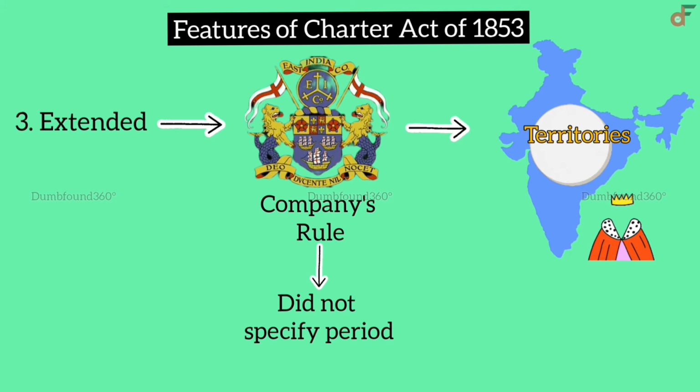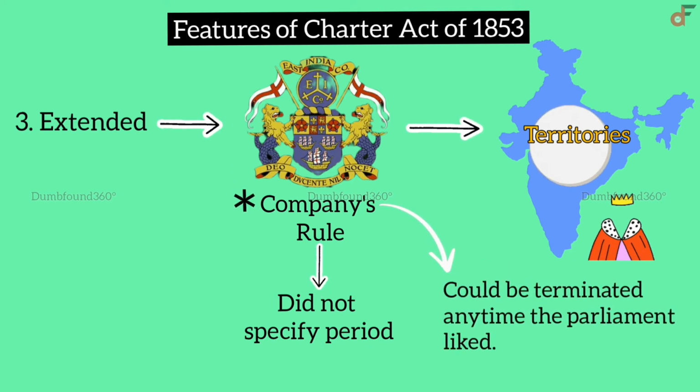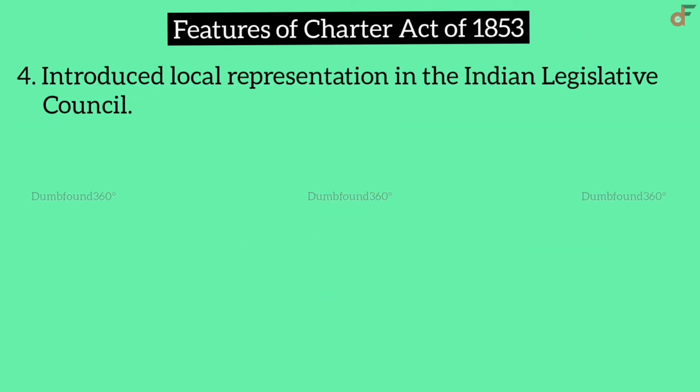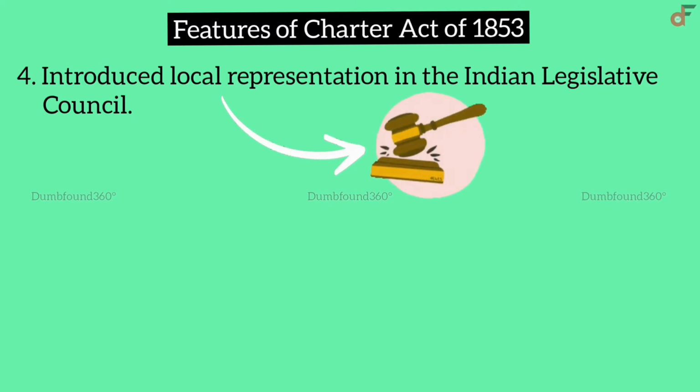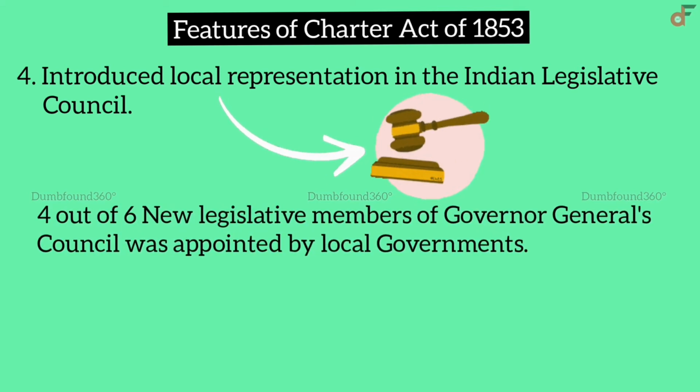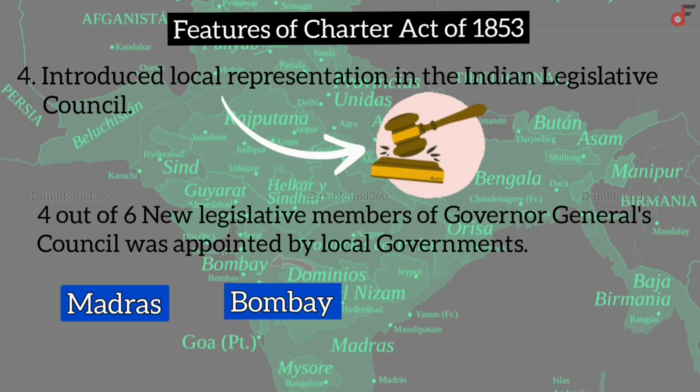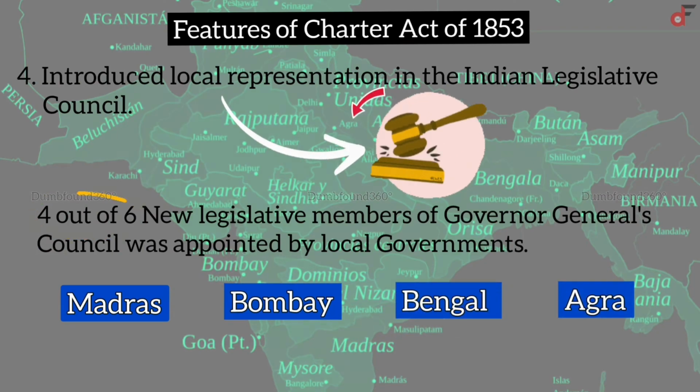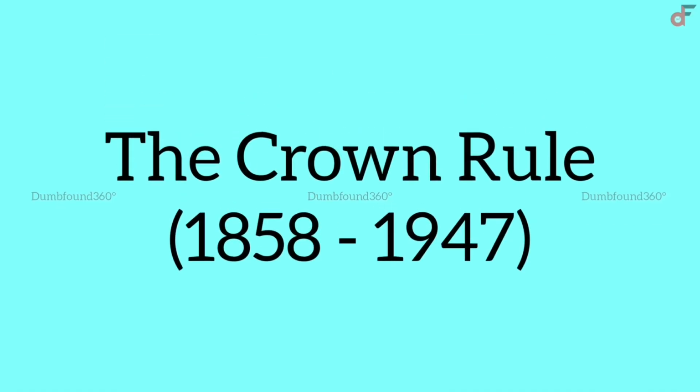This was a clear indication that the company's rule could be terminated at any time the Parliament liked. 4. It introduced for the first time local representation in the Indian Legislative Council. Of the 6 new legislative members of the Governor General's Council, 4 members were appointed by the local governments of Madras, Bombay, Bengal and Agra. Acts brought under the Crown Rule.